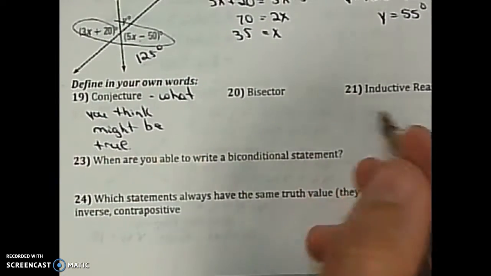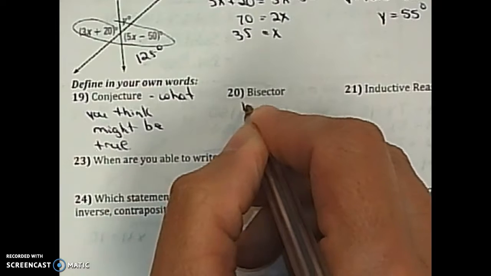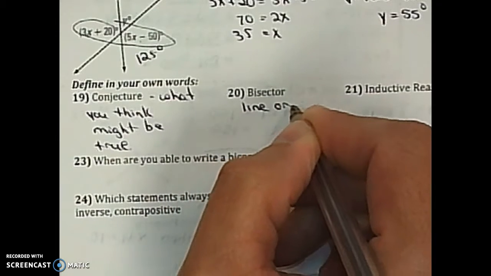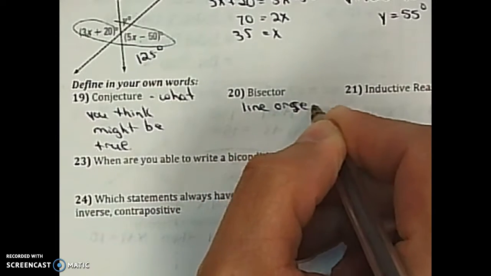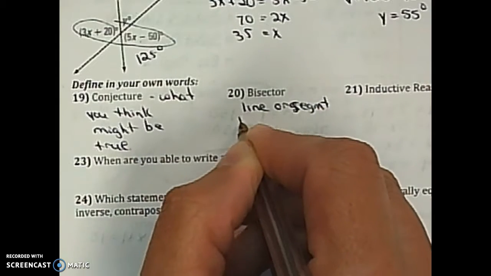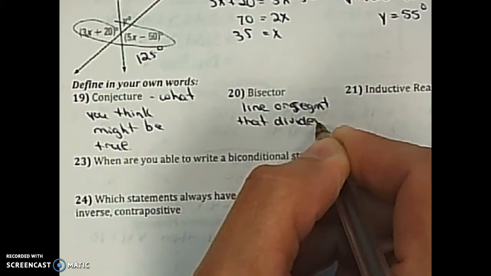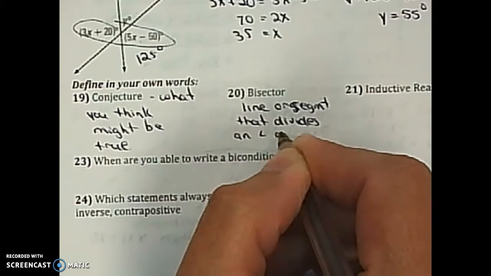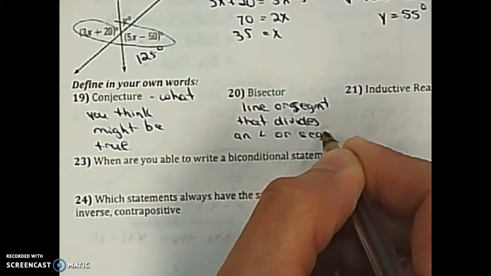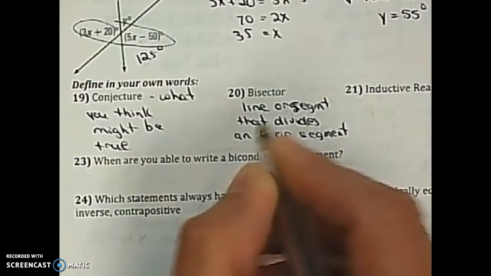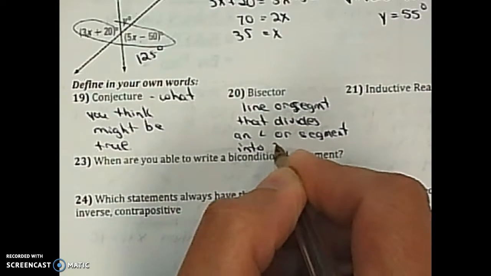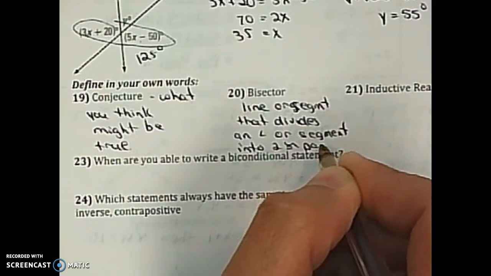A bisector, if you remember, is a line or segment that divides an angle or segment into two congruent parts.